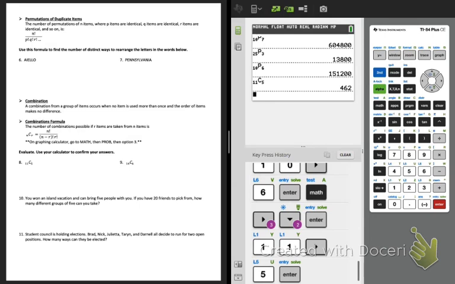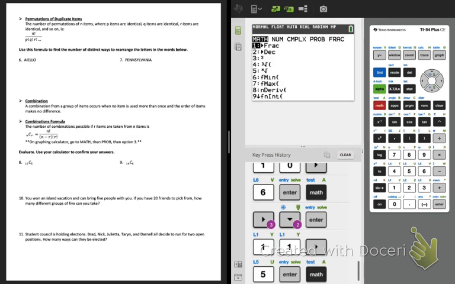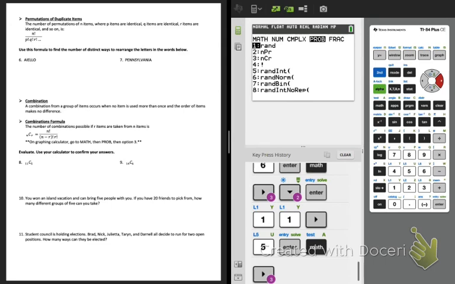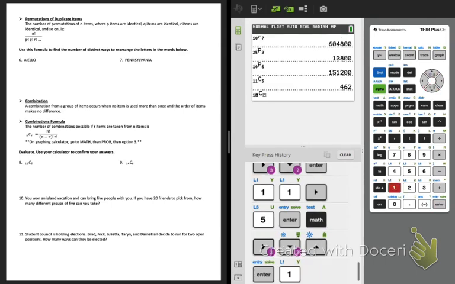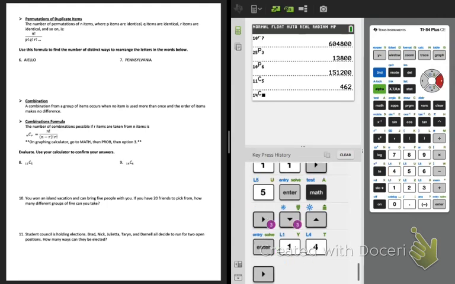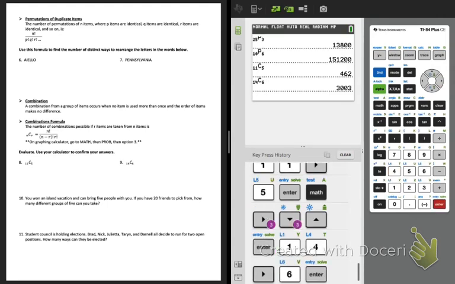In number 9, you do the exact same thing. So again, go to math, then prob, then option 3, 14C6. Pulling 6 items out of a group of 14, there's 3,003 combinations. Again, the main difference is ordering of things not mattering versus the order actually mattering.